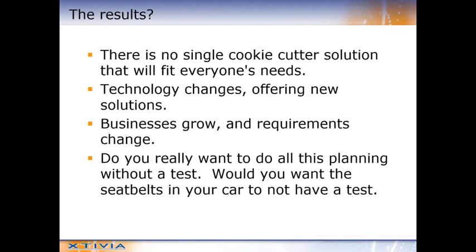So, a quick review here. The key thing I want to make sure everybody understands is that there is no cookie cutter solution. I can't come out here and say that the best DR solution for SQL Server is this, and everybody's going to fit to that, because everybody's business is different. Technology changes. We've just seen AlwaysOn in SQL Server 2012, and we're just starting to see the traction of mirroring growing. Things are going to change, and they're going to move really, really quickly.